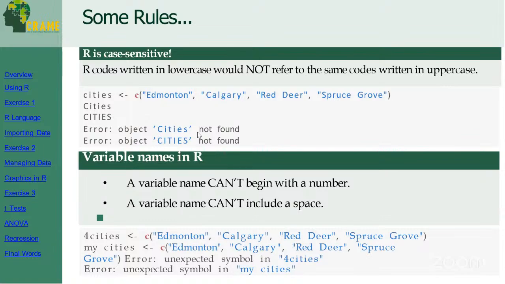Also, the variable name cannot have a space, right? So whenever you write a variable name, you have to keep this in mind. It cannot start with numbers, and you cannot utilize a space in between. So 4 cities, 5 cities is not a correct name. Also, my space cities is not a correct name. It is not going to save, right?